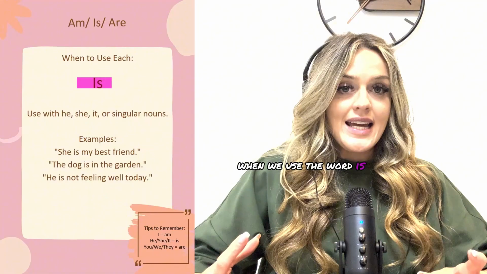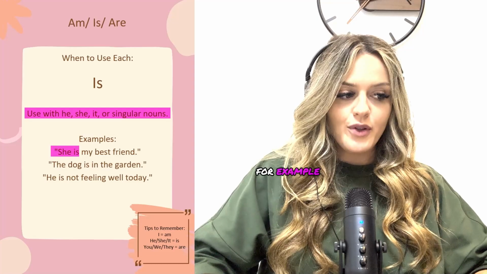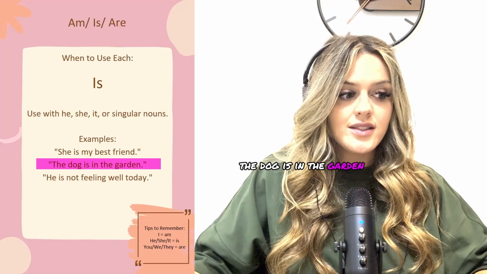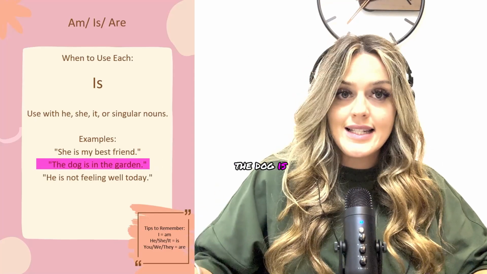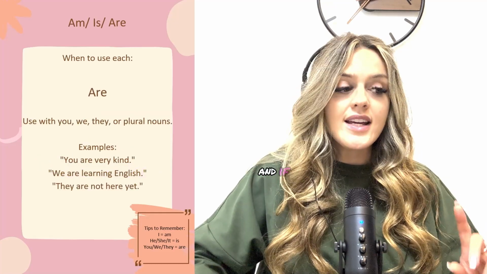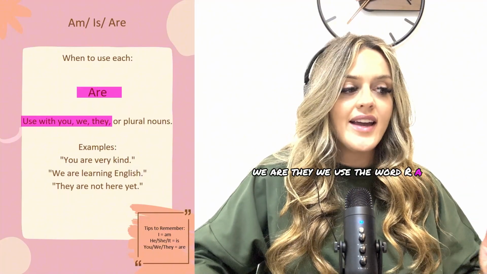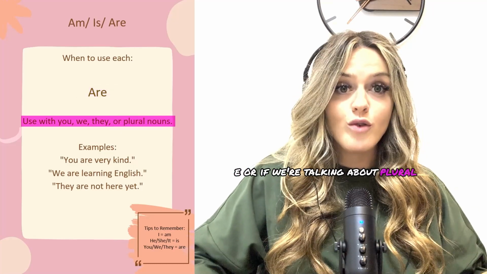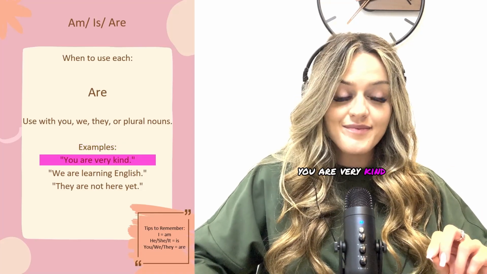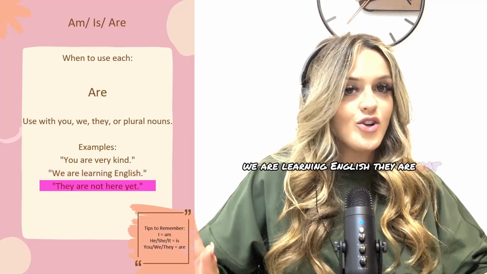When we use the word is, we use it with he, she, or it, or singular nouns. For example, she is my best friend. The dog is in the garden. Singular noun, dog. He is not feeling well today. And if we are talking about you, we, or they, we use the word are, A-R-E. Or if we're talking about plural nouns. Here's an example. You are very kind. We are learning English. They are not here yet.